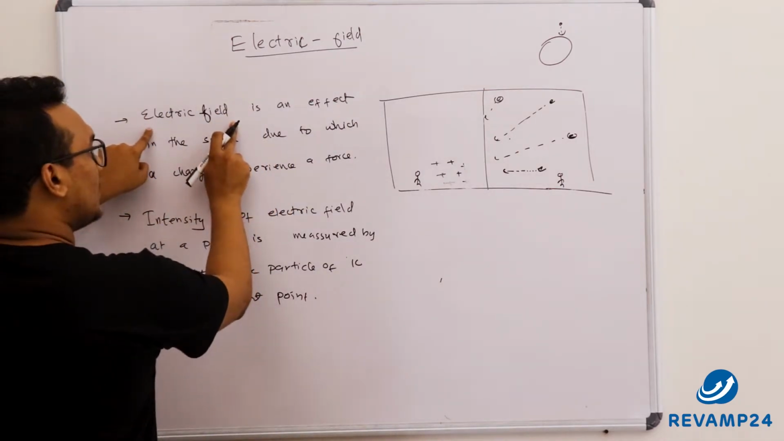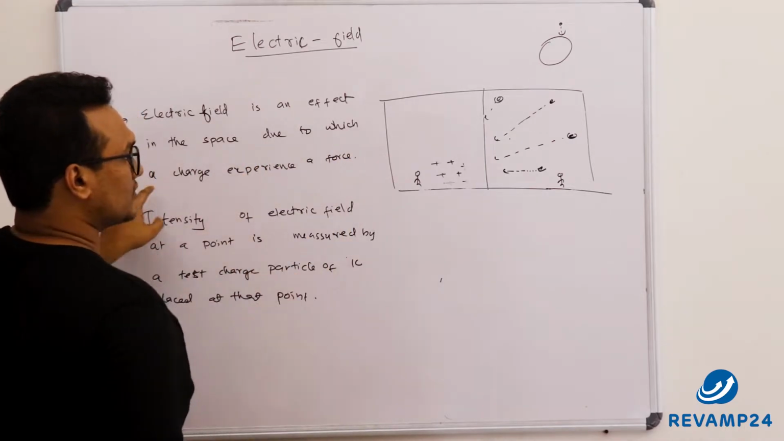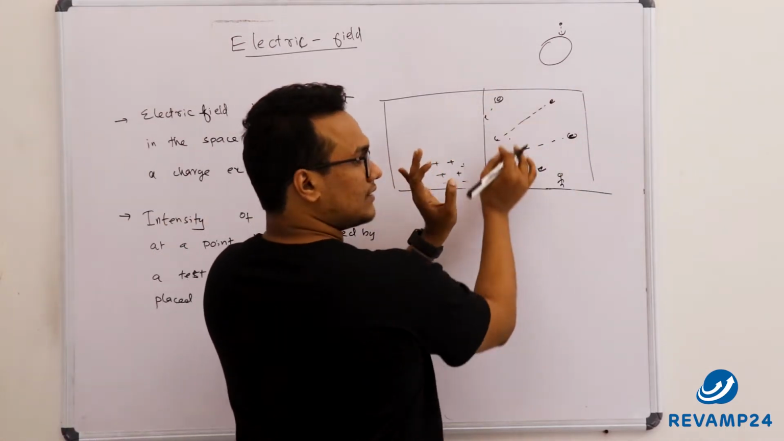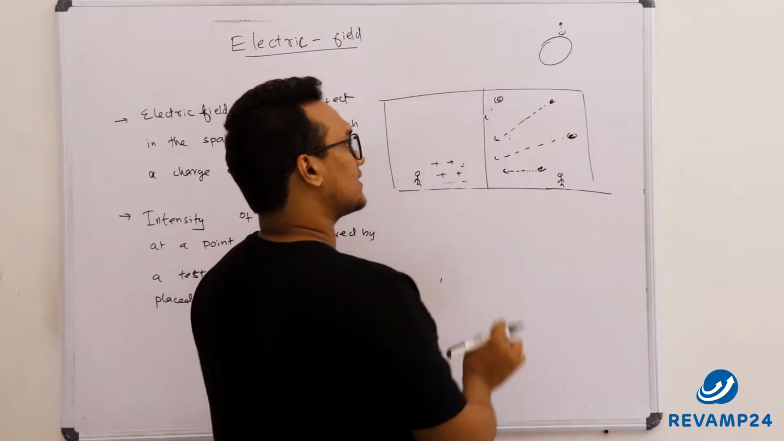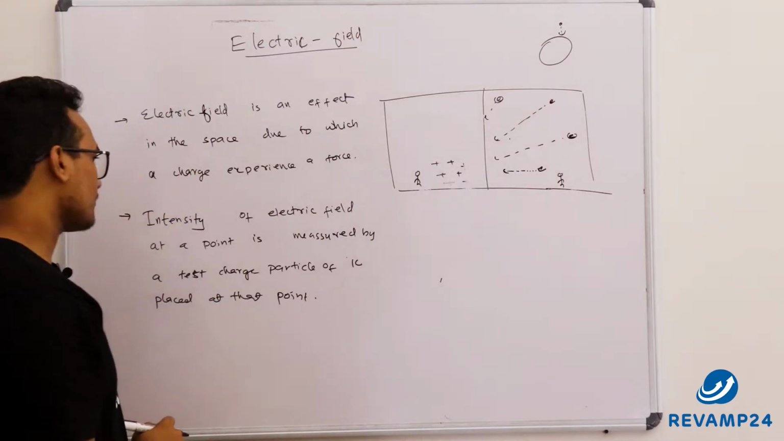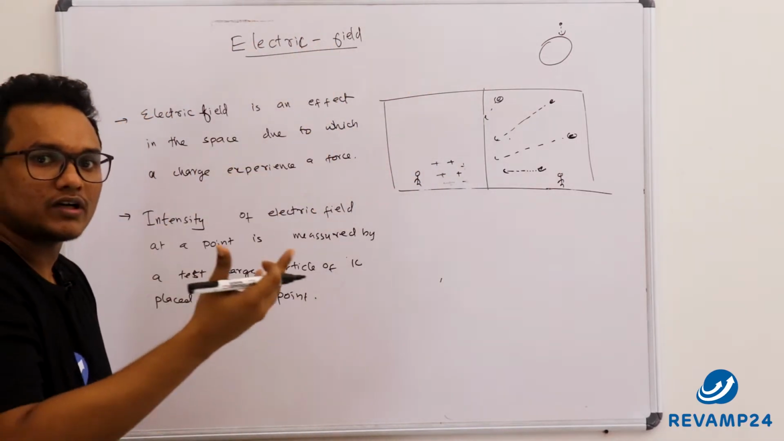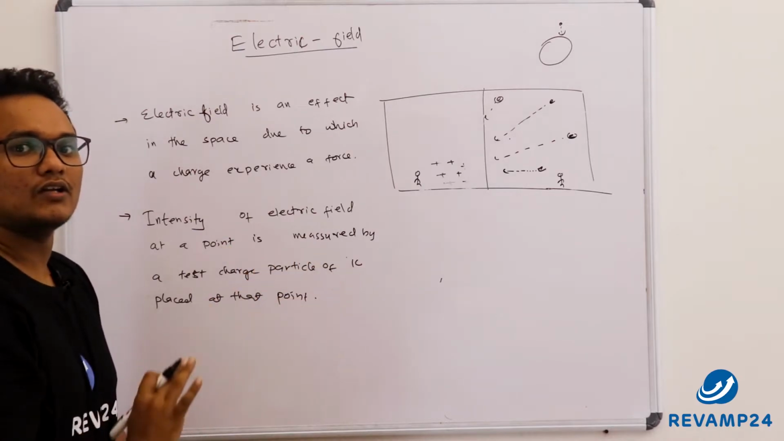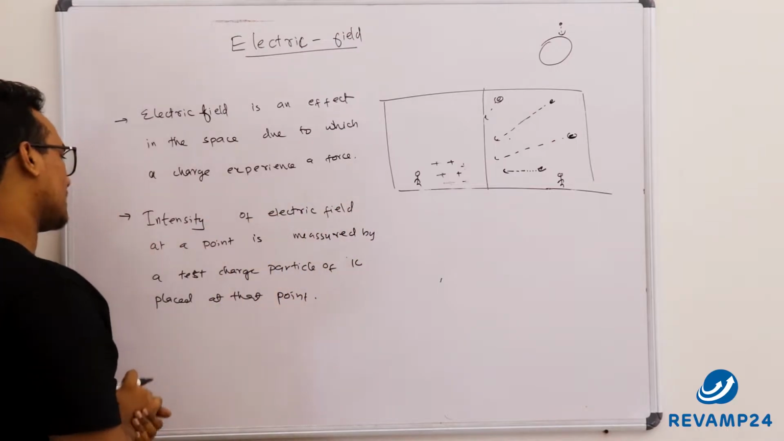Now, the electric field is an effect in the space due to which a charge experiences a force. There is an effect in this room, and due to that effect, whenever we keep a charge here, it experiences a force. So the field is explained here. Now, how to get the intensity, the value of the electric field, is defined with this definition.